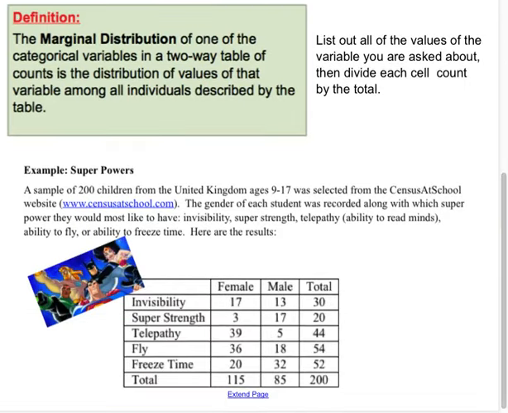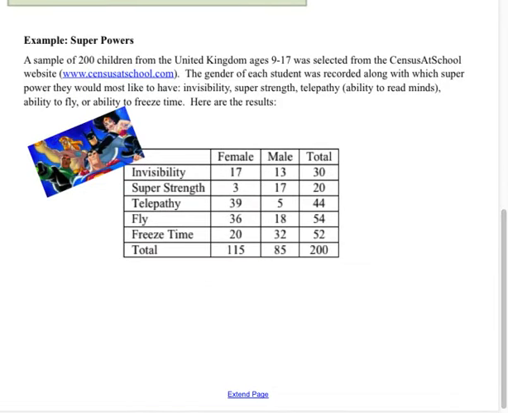So here is some data. A sample of 200 children from the United Kingdom, aged 9 to 17, was selected from a census at school website. The gender of each student was recorded, along with which superpower they would like to have: either invisibility, super strength, telepathy, ability to fly, or ability to freeze time. All right, so there's all of the data that we have.